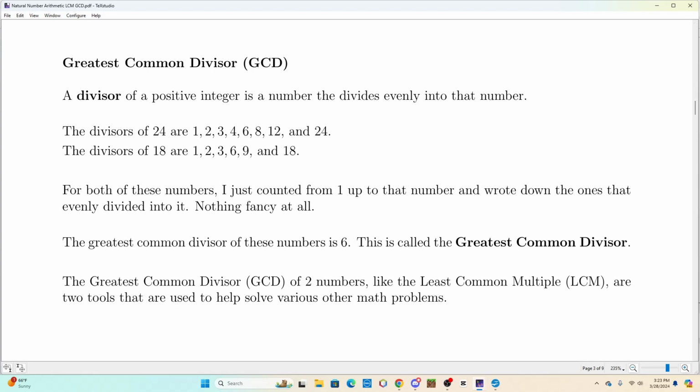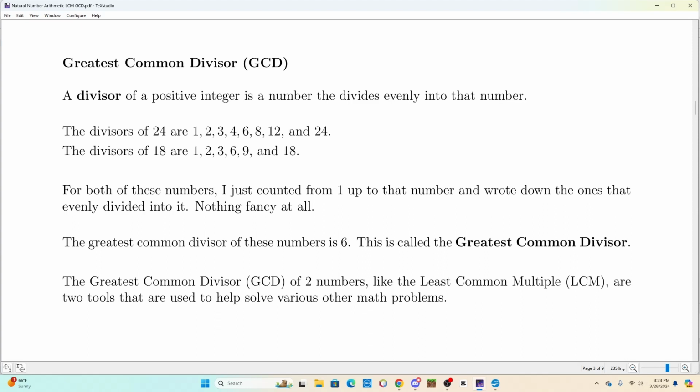Greatest common divisor, also called GCD. A divisor of a positive integer is a number that divides evenly into that number. The divisors of 24 are 1, 2, 3, 4, 6, 8, 12, and 24. The divisors of 18 are 1, 2, 3, 6, 9, and 18.